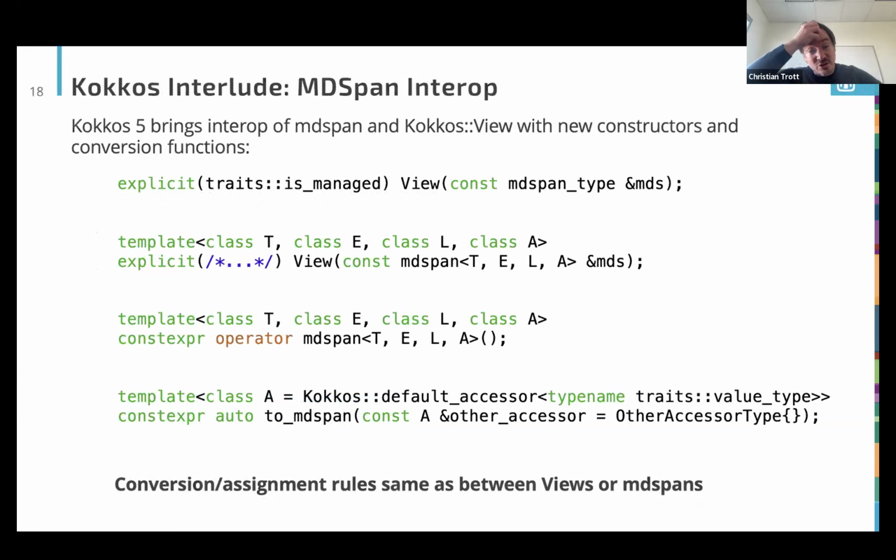Speaking of Kokkos, Kokkos View has interop with that. So there are constructors for views from mdspan. There are conversion operators in View to mdspan. There's an explicit to_mdspan function to get an mdspan from a view. So there's essentially full interoperability between view and mdspans. You can convert and assign them the same as between mdspans themselves or between views themselves. So all of that works perfectly fine in Kokkos 5 if you happen to be a Kokkos user.